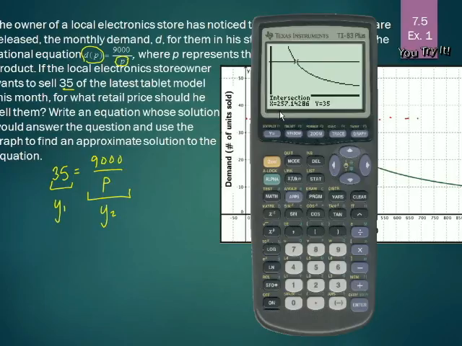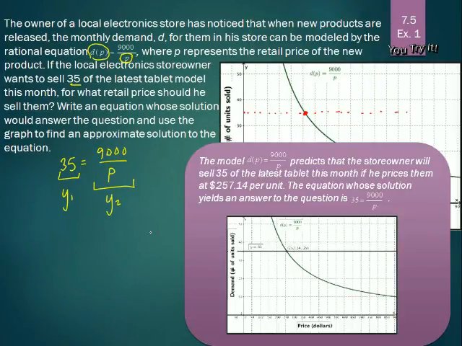And so our answer then would be the retail price, which is P, would be $257.14, rounding that off since it's money. The model D of P equals 9,000 divided by P predicts that the store owner will sell 35 of the latest tablet this month if he prices them at $257.14 per unit. The equation whose solution yields an answer to the question is 35 equals 9,000 divided by P.